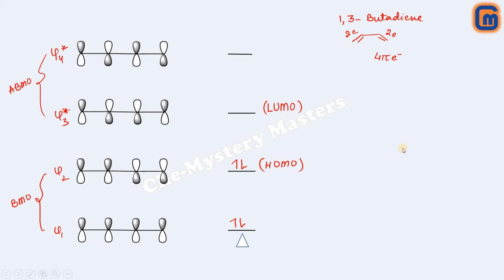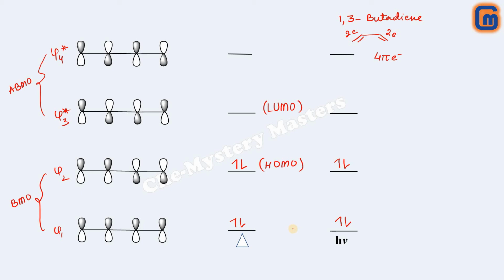Now if you talk about h nu conditions, again there will be electrons, and these 4 pi electrons will be filled here also. Now let us see how these 4 pi electrons are filled. Normally the 4 electrons are filled like this when we are talking about the thermal condition.